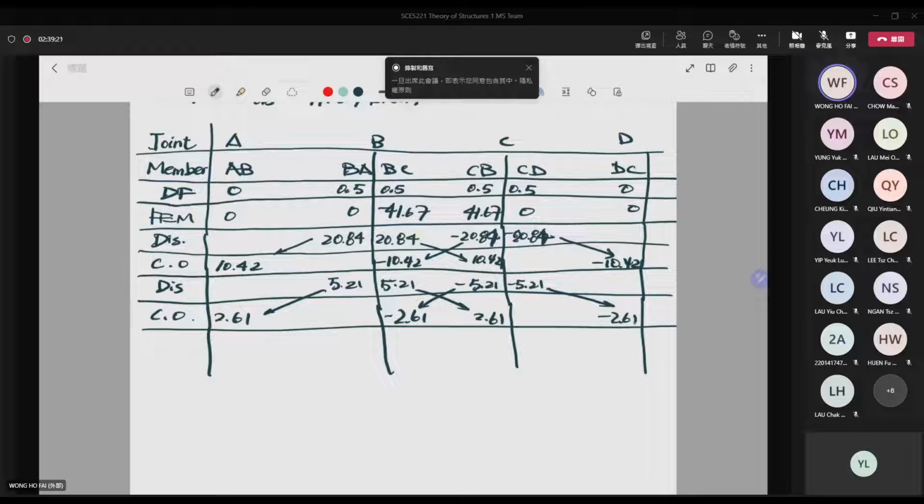Again, this is the unbalanced moment. Again, you can distribute the value, 2.61 and then divided by 2. Then 1.31, 1.31, negative 1.31, negative 1.31. Then again, you will carry over 50% to the other side. 1.31, and then you just divide it by 2. Because when you carry over, you just carry over 50%.